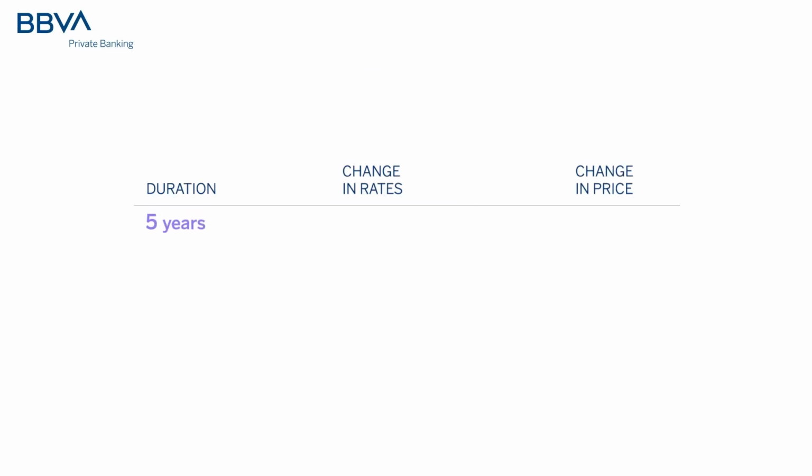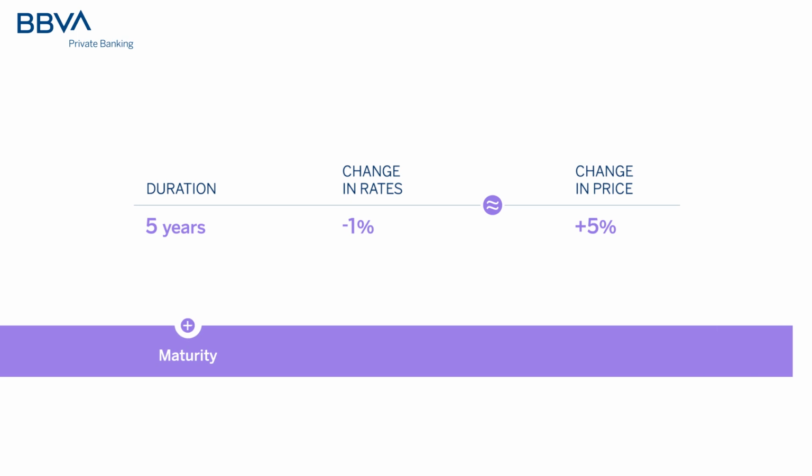If, for example, an instrument has a duration of 5 and rates fall by 1%, the percentage change in price will be very close to 5%. This indicator is highly correlated with maturity of a fixed income instrument. The longer the maturity, the longer the duration, and therefore the greater the sensitivity of the instrument to changes in rates.